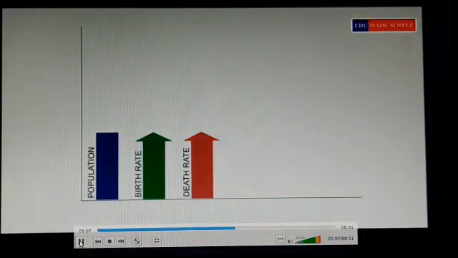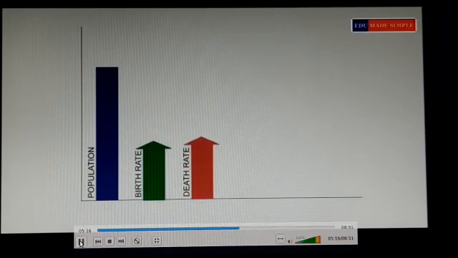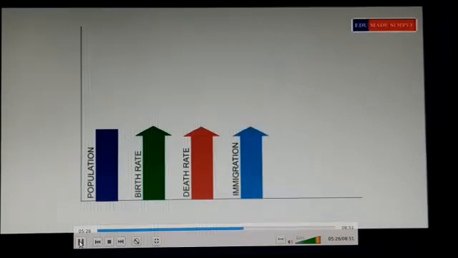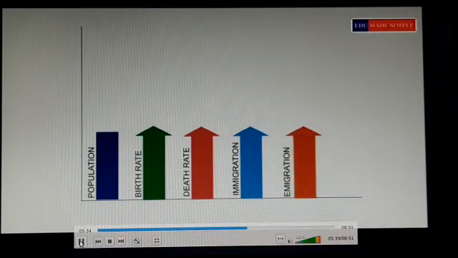For example, when the birth rate of the country increases along with decreasing death rate, population of that country increases. When birth rate decreases along with increasing death rate, population of that country declines. When birth rate and death rate are equal in a country, population remains unchanged. When a country experiences immigration, its population increases. On the other hand, when a country experiences emigration, its population decreases.